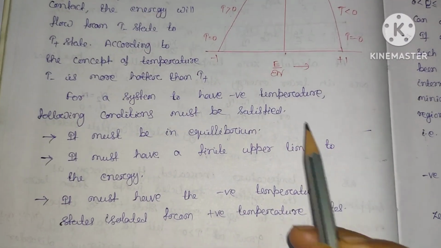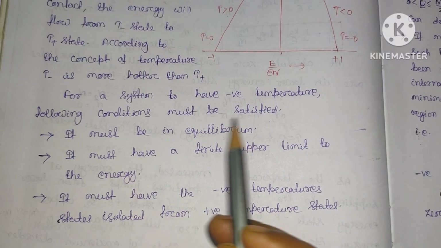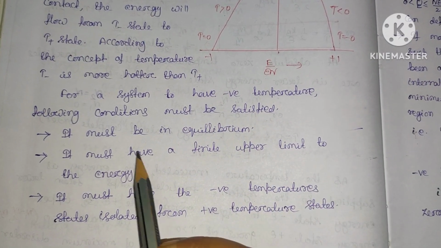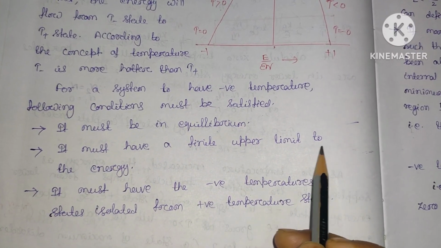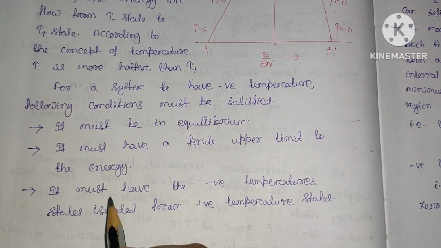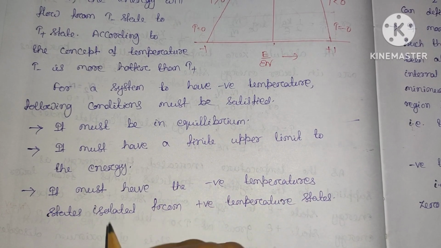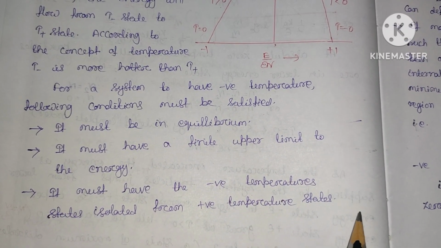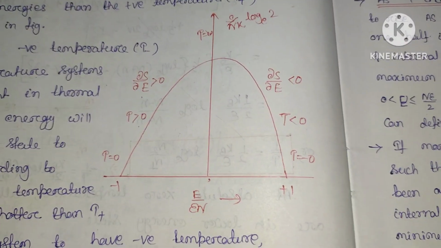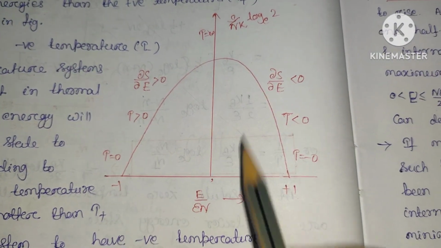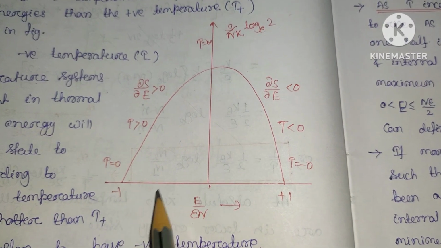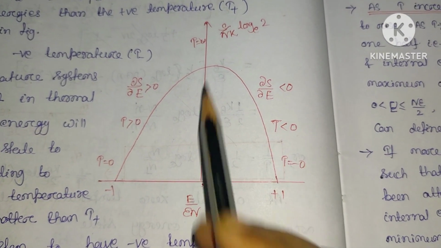For a system to have negative temperature, some conditions must be satisfied: it must be in equilibrium, it must have a finite upper limit to the energy, and it must have the negative temperature state isolated from the positive temperature state. From this graph, we have plotted the curve between E by epsilon n versus S by nk.